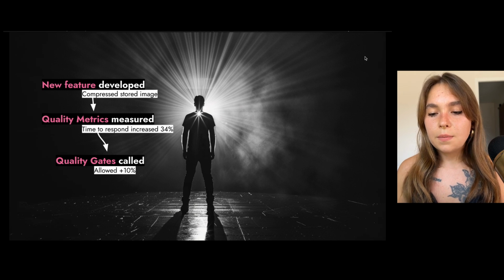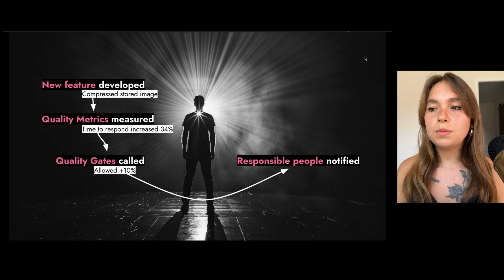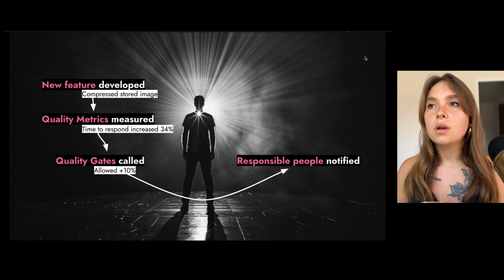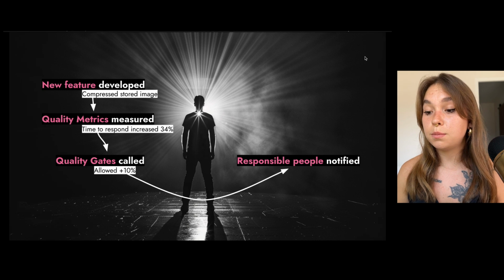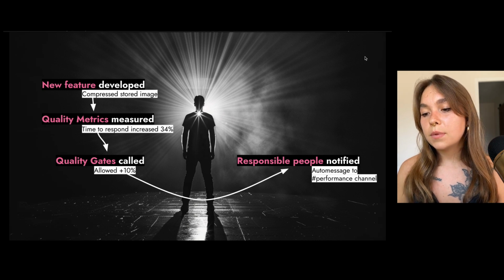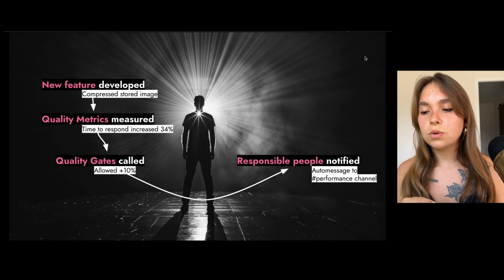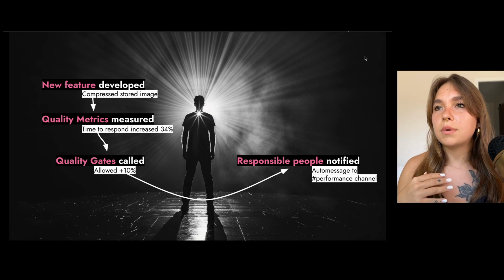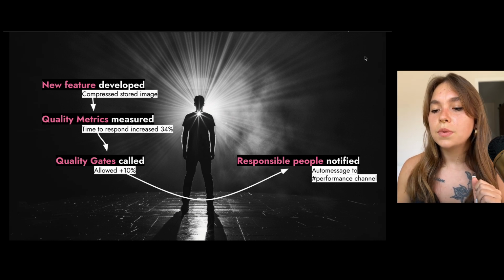And after that, responsible people should be notified. Yes, because that's a problem. We have a new feature which right now gives us much more time to respond than we expected before. So, for example, a message can be sent automatically to some performance channel. It can be Slack or Microsoft Teams, any possible team messenger.